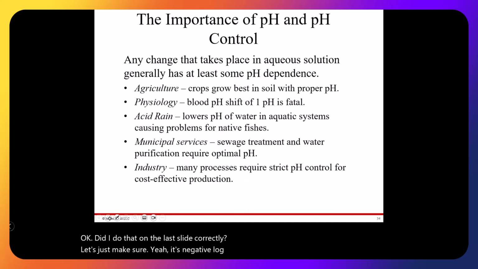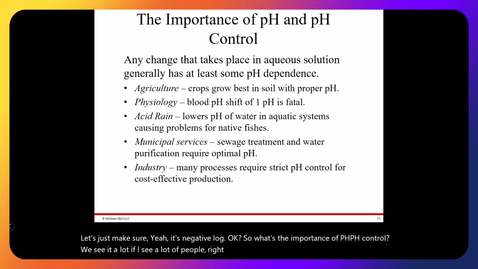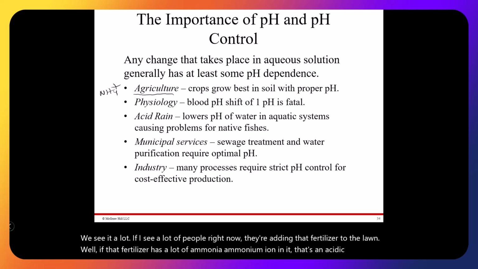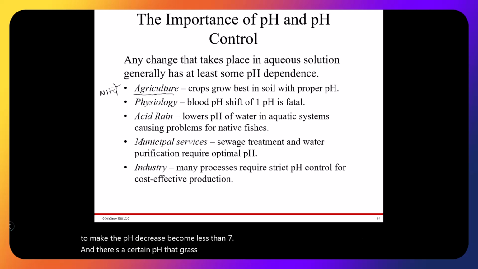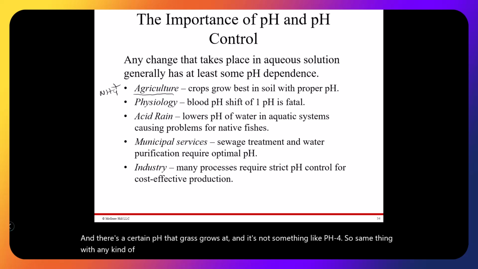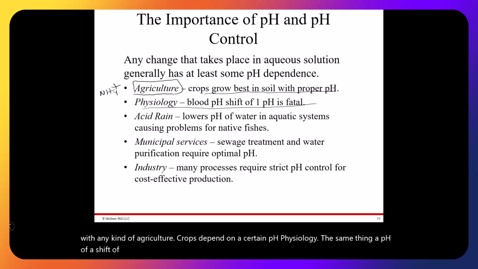Okay. So what's the importance of pH? pH control, we see it a lot. If I see a lot of people right now, they're adding fertilizer to their lawn. Well, if that fertilizer has a lot of ammonium ion in it, that's an acidic ion. It's going to make the pH decrease, become less than 7. And there's a certain pH that grass grows at, and it's not something like pH 4. So same thing with any kind of agriculture. Crops depend on a certain pH. Physiology, the same thing. A shift of 1 pH unit is fatal.